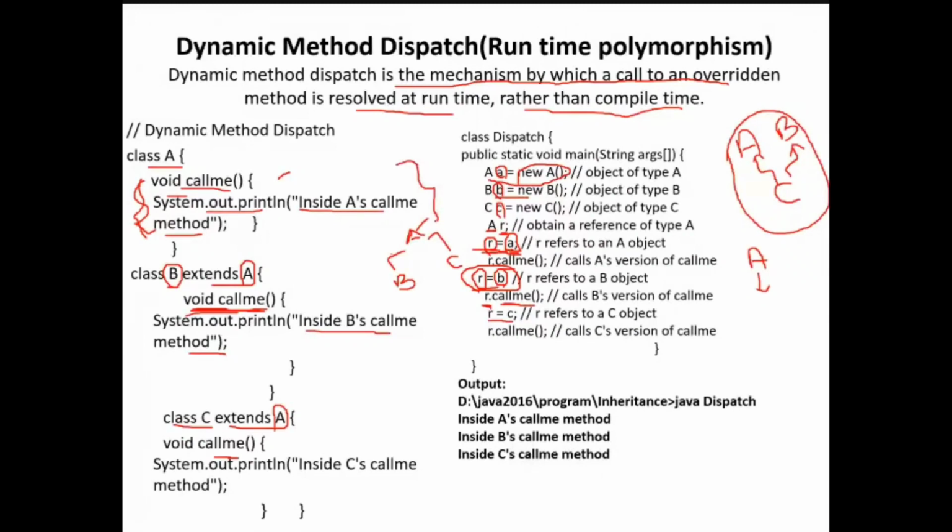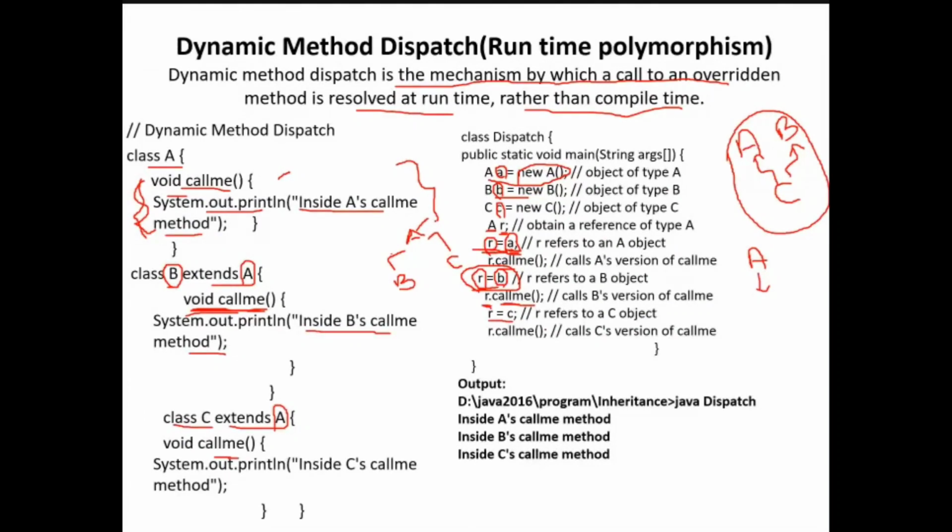Got it? Understood? Okay, ma'am. In that case, say in class B, apart from call me, I have another function, say start. When R equals B, will R be able to access that start function? No. I can only access the overridden method. I cannot access it. If I want to access that, I have to use a B class object or B class reference. I cannot access it by using a super class reference. Okay, I understood now. Thank you.